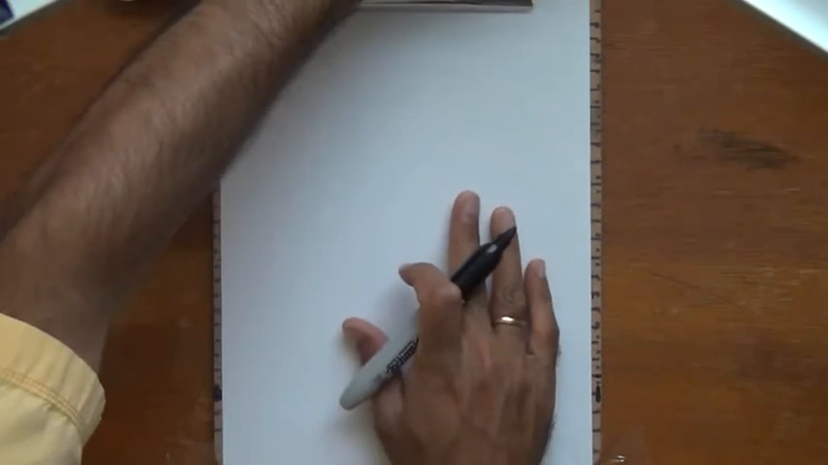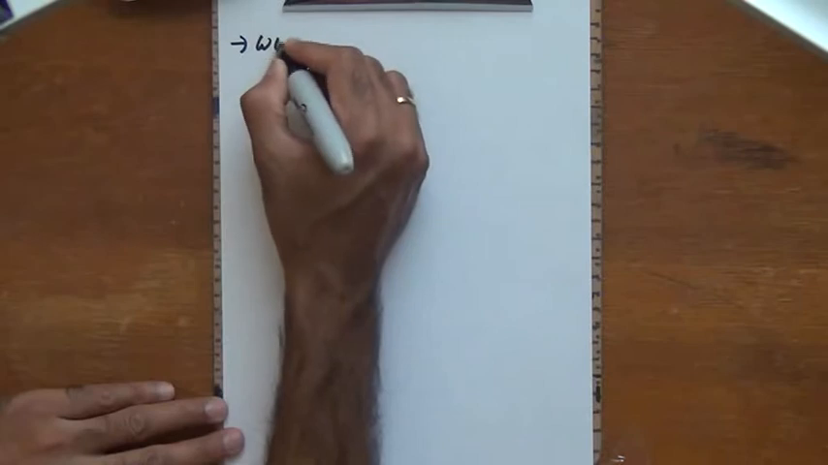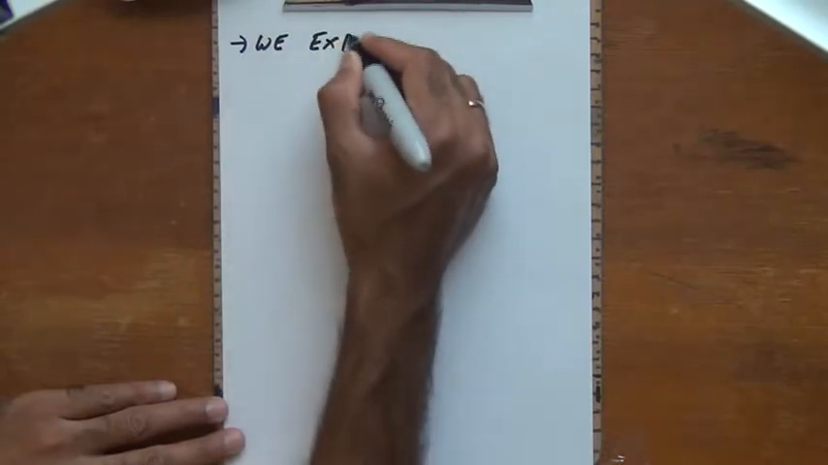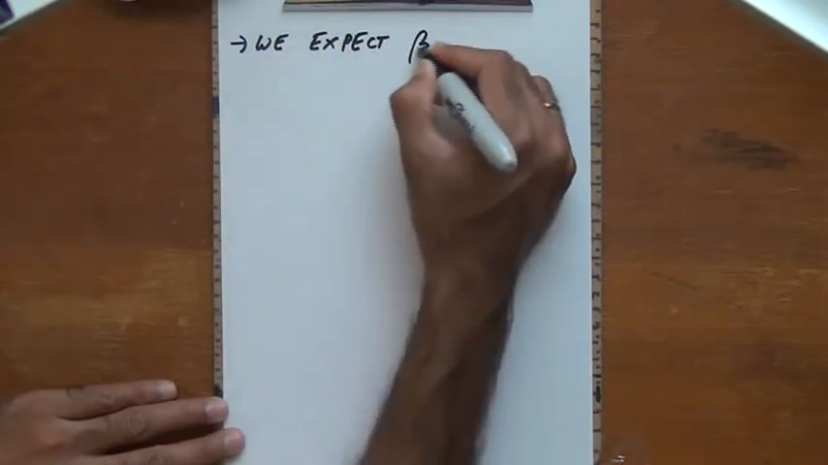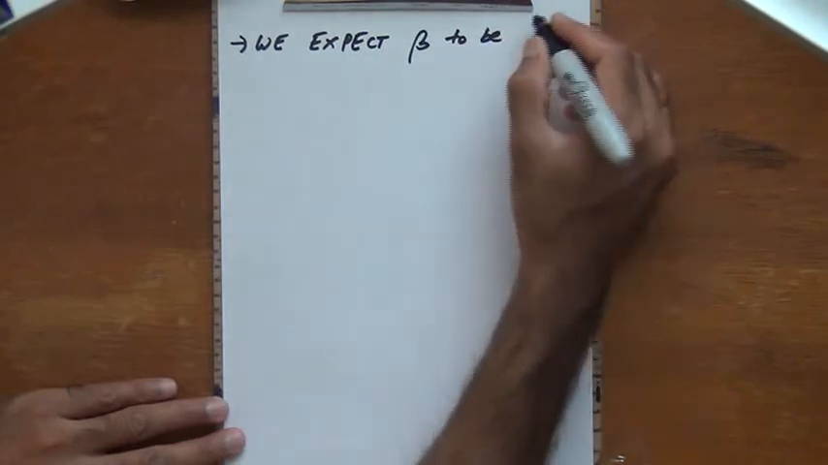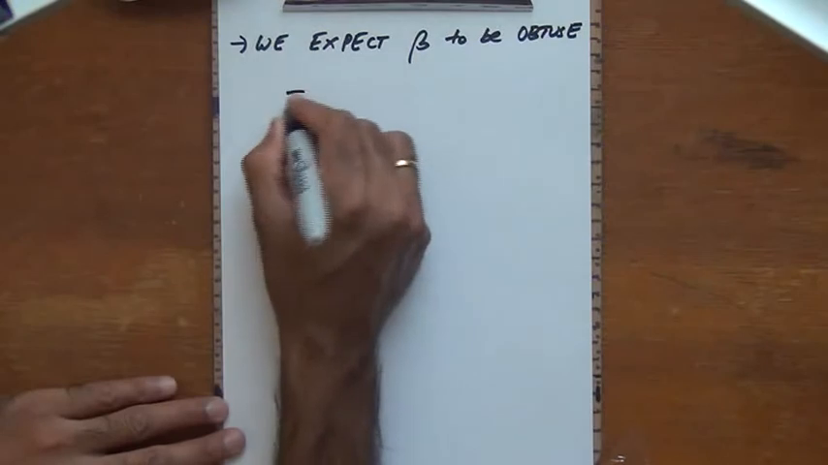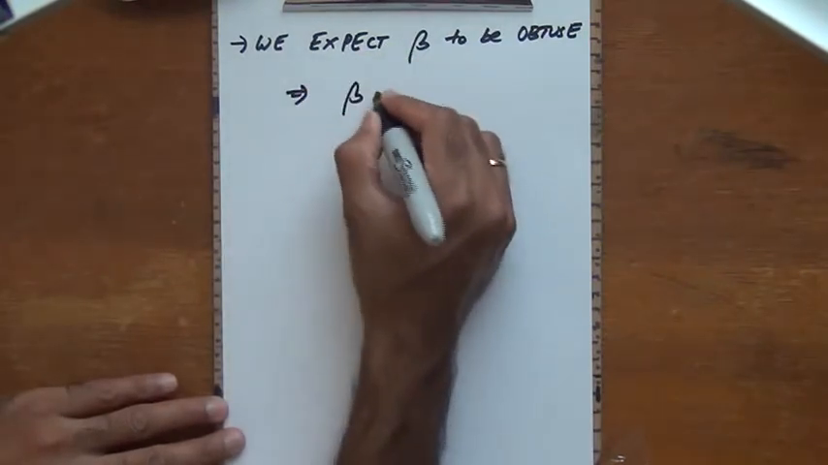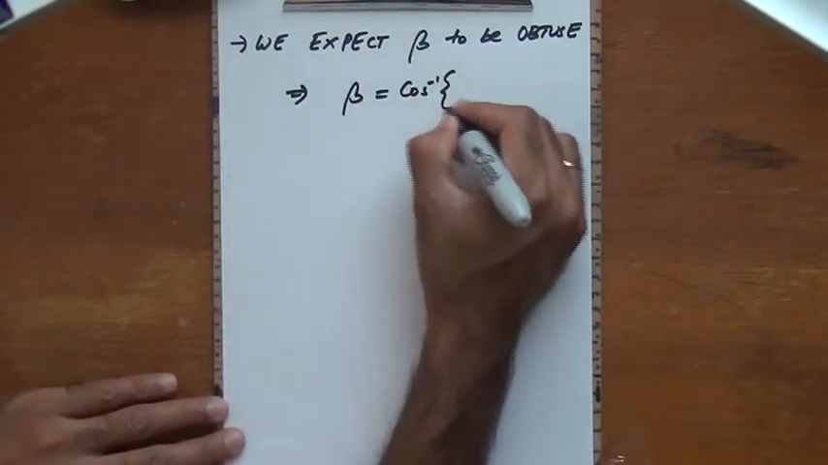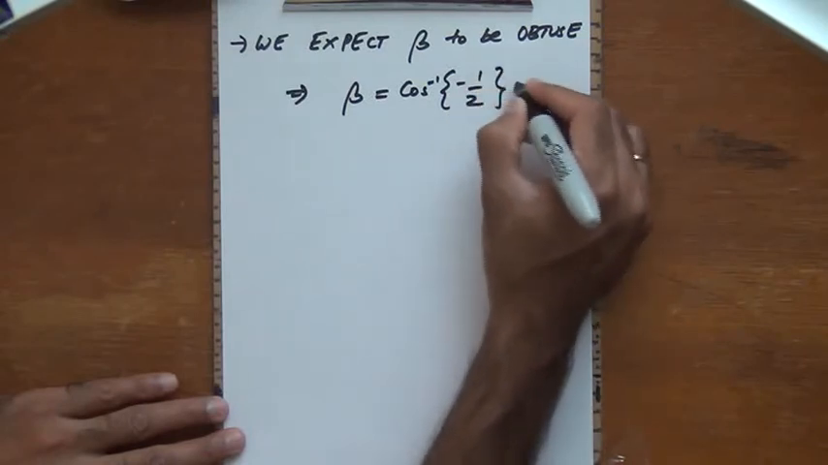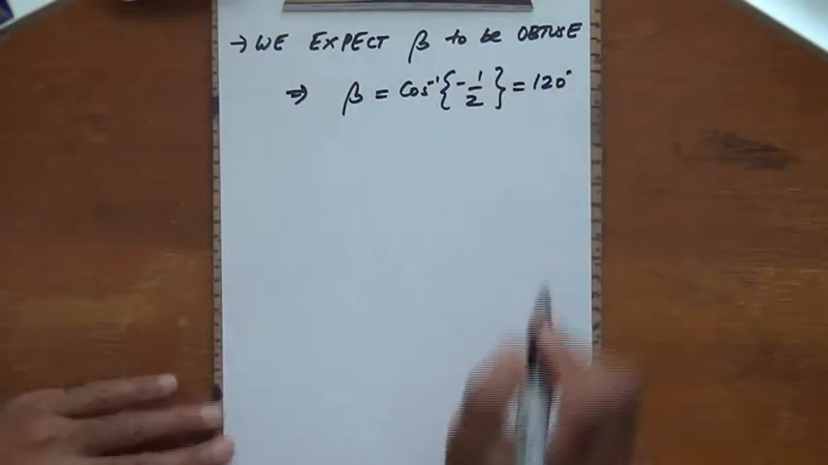Alright, so we will write this out. So we see that we expect beta to be obtuse, which means that beta is going to be cos inverse of minus half from the previous page, or 120 degrees.